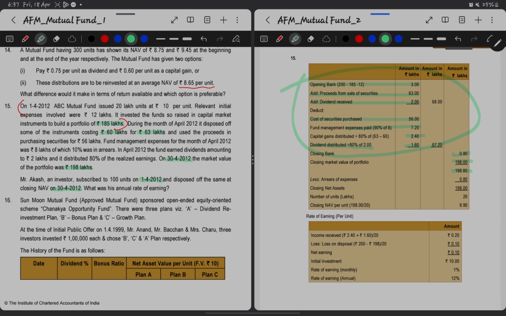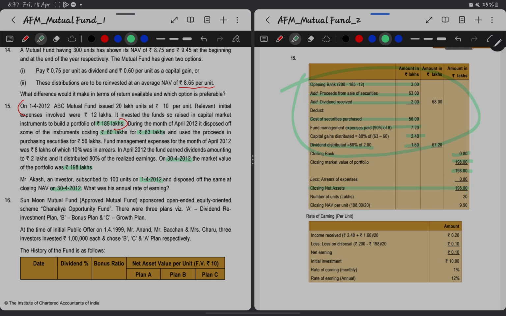Now as we know, for the calculation of NAV, we have to remove the arrears, then outstanding expenses, all those things from the assets to arrive at the net assets. So we know that the arrears of expenses, some 10% is there out of 8 lakhs. So that 80,000 if we reduce from this 198.8, then the closing net asset value will be 198.